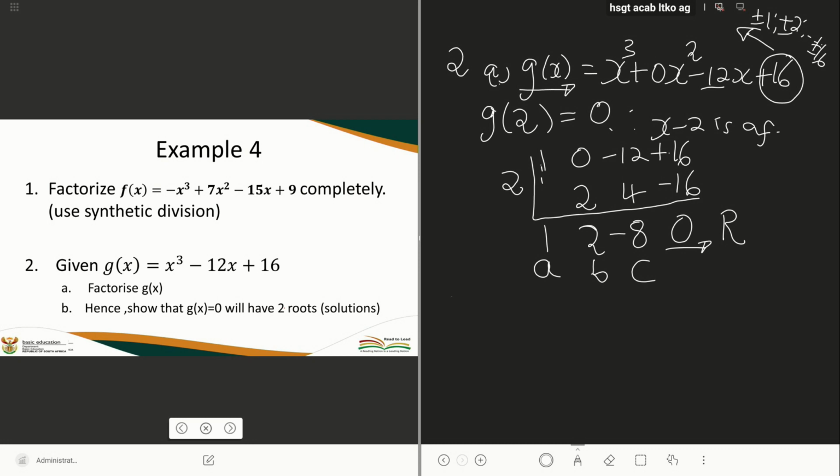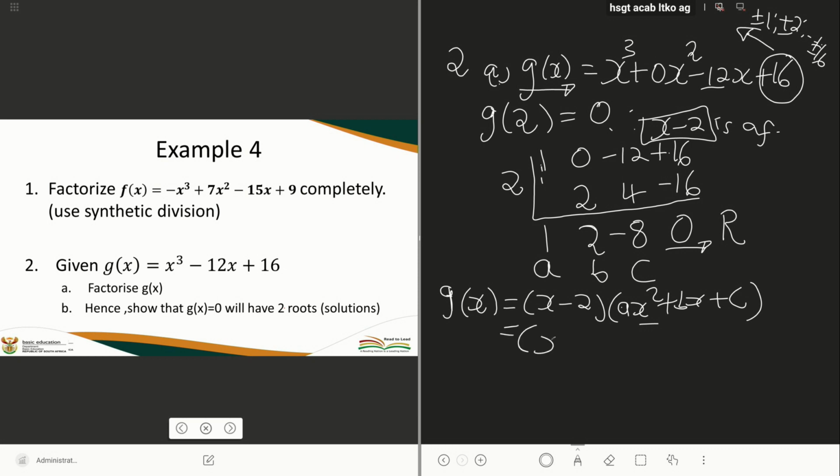Right? Remember, in this case, dividend is equal to divisor multiplied by quotient plus the remainder. Our dividend is g at x, and x minus 2 is our divisor. This factor is our divisor. And then, remember, this is in the form of ax squared plus bx plus c. But there's no need to write this in the near future. I'm just showing you the example. So x minus 2. The coefficient of a here is 1. So it's 1 multiplied by x squared. It's x squared plus 2x minus 8.